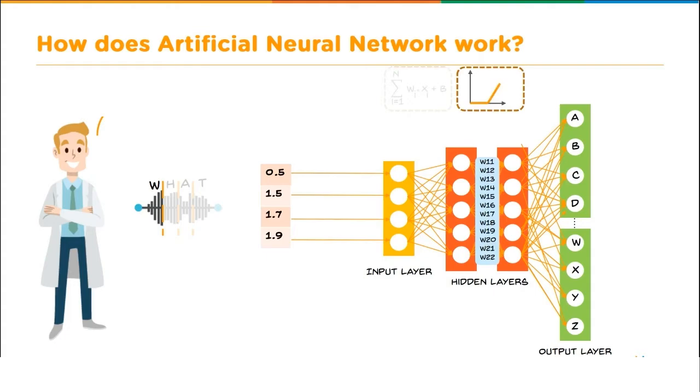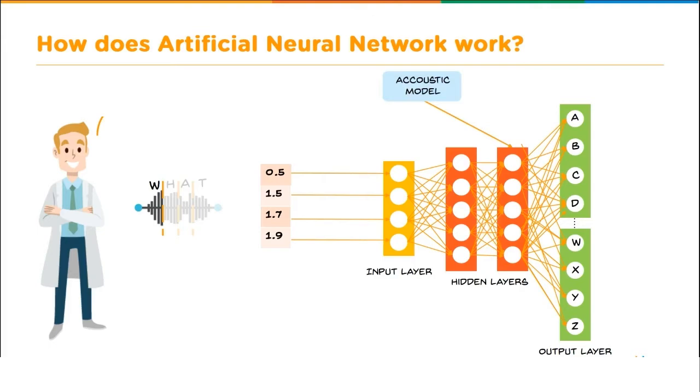Weights are assigned to the interconnection between the hidden layers. The output of the transfer function is fed as an input to the activation function. So the output from one hidden layer becomes the input to the next hidden layer. The acoustic model contains the statistical representation of each distinct sound that makes a word. And so we start building these acoustic models. And as these layers separate them out, they'll start learning what the different models are for the different letters.